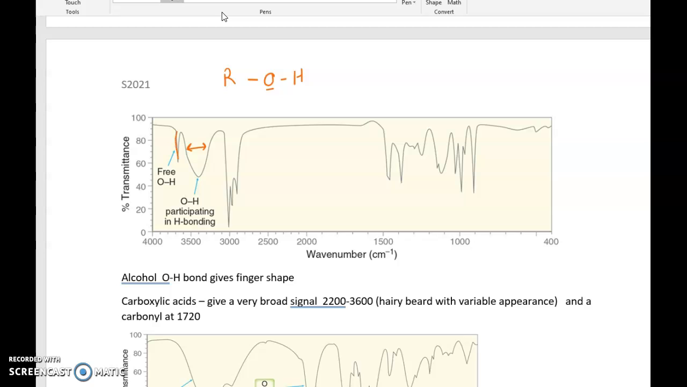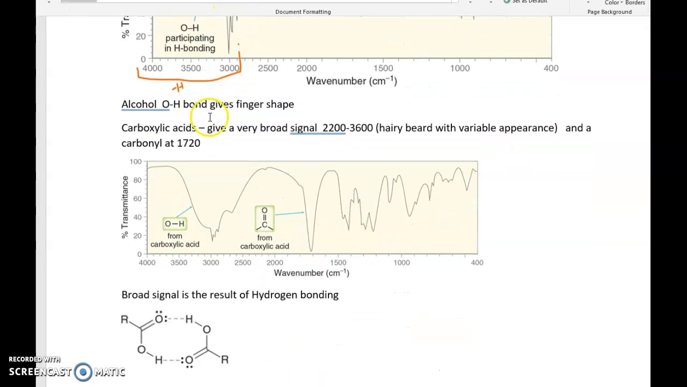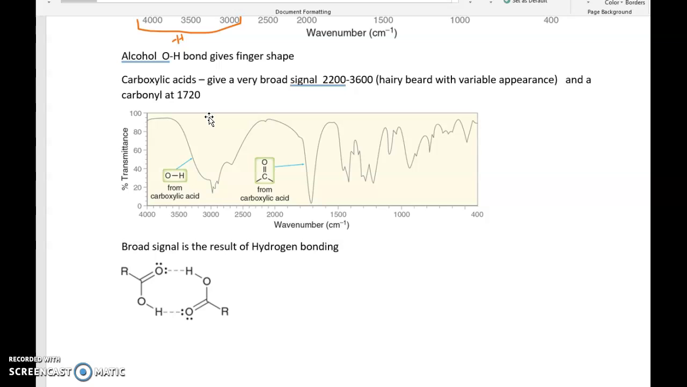This little sharp thing here is the free OH. We expect to see the OH bond in this region from here down. This is where we have all of our hydrogen bonding to things. The shape of a carboxylic acid is very different. It will be very broad. It'll go from 3600 all the way down to 3200. And this is the hydroxyl from the carboxylic acid in this peak here.